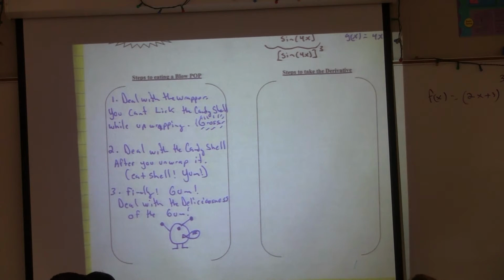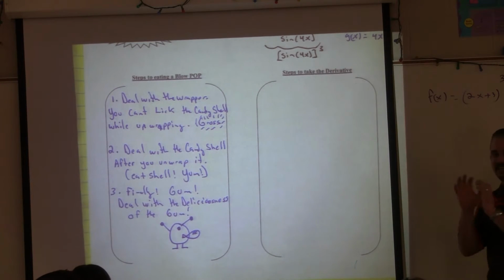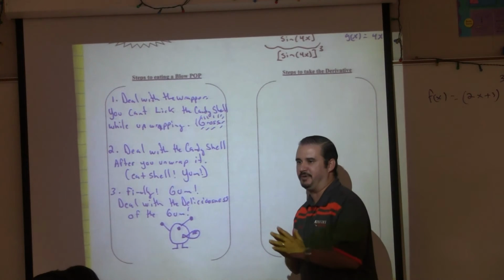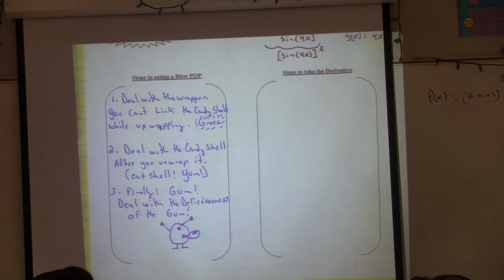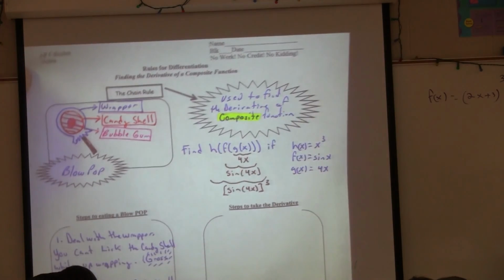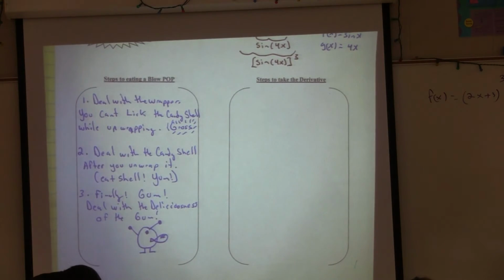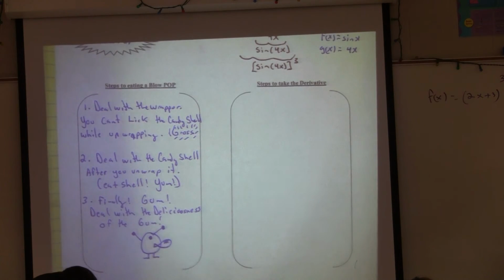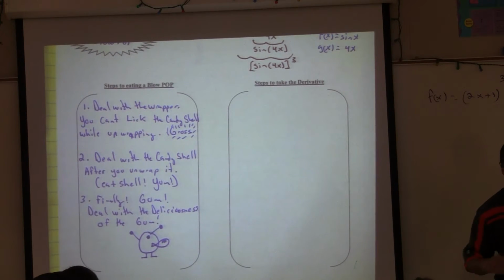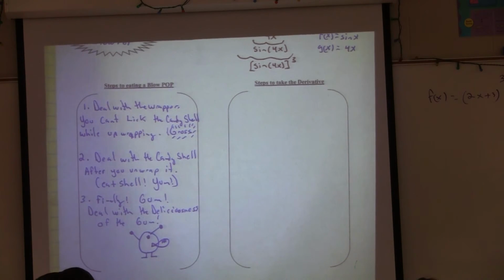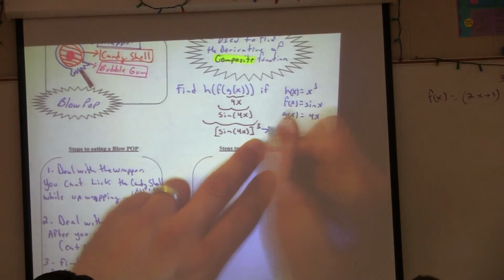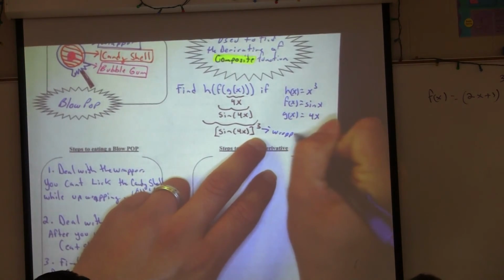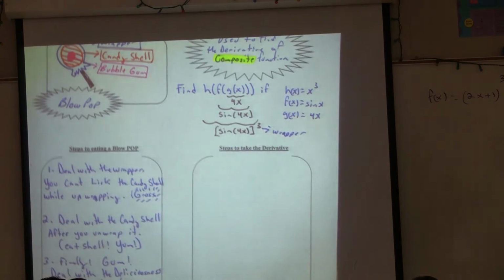Alright. So, now that we have the idea of how to eat a lollipop, that's the same idea we need to use when we're finding a derivative. If we look at this composite function, what part would be the wrapper? Which one's the outermost layer? H of x, right? Which is the final thing that we have here. So this right here is the wrapper. That's what we would start off with.